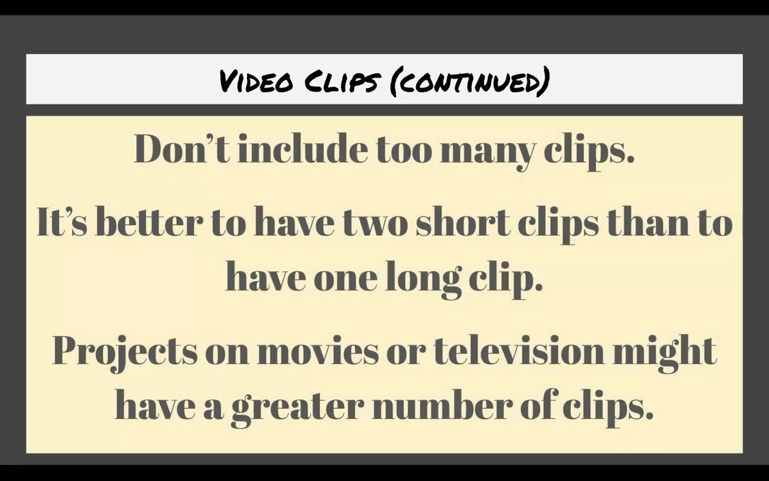Another tip, or a bunch of tips about video clips: first of all, don't include too many of them. And remember, it's better to have 2 shorter clips of 1 and maybe 2 minutes than to have 1 clip that's long, that's 3 minutes or even 2.5 minutes. I'd rather see short clips. Obviously, you're not breaking up necessarily the same clip, but the point is, it really is better to have short clips. There's no reason to have long clips.